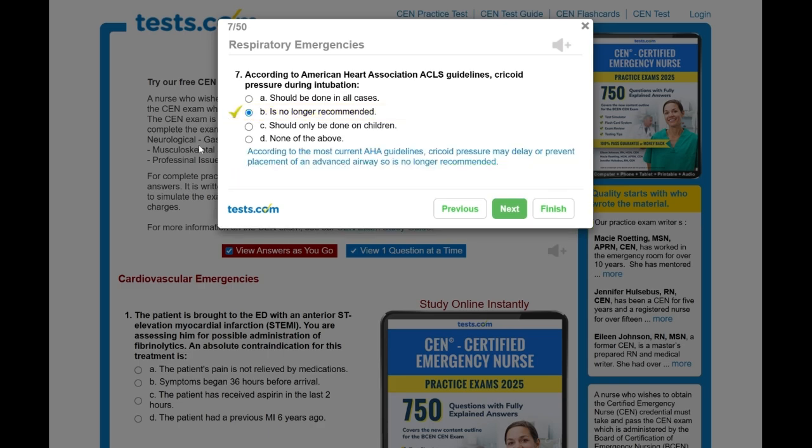B. is no longer recommended. According to the most current AHA guidelines, cricoid pressure may delay or prevent placement of an advanced airway, so it is no longer recommended.